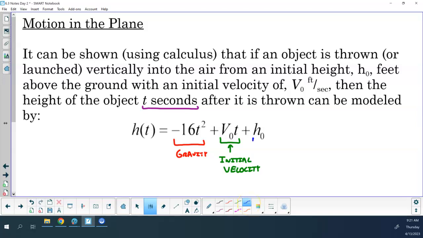And then this is my initial height. That gets taken into account because if I stood up on this table and I threw it, it would go higher with the same amount of force than if I was laying on the floor and throwing it up. Okay? So you've got those three factors that go into the vertical motion of an object.